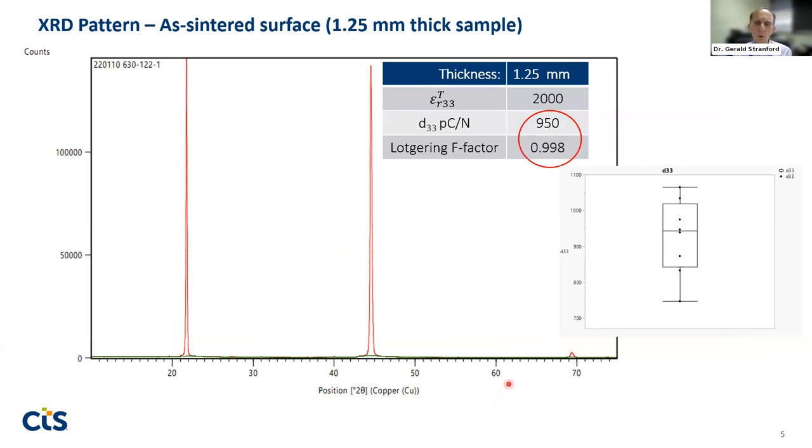So we did a lot of initial work on this, and after much trial and error and thought, we had pretty good success. You see the X-ray diffraction pattern here is dominated by the 001, 002, and then the little one over here is the 003 peak, showing that we have a high degree of texturing. The Lotgering factor here is 0.998, so we've actually got a very high level of texturing, and we achieved a d33 on this particular sample of 950. But to show that there is some variation, I threw in this box plot.